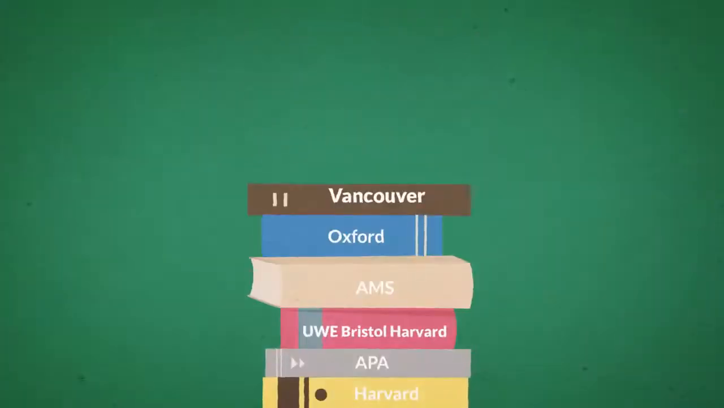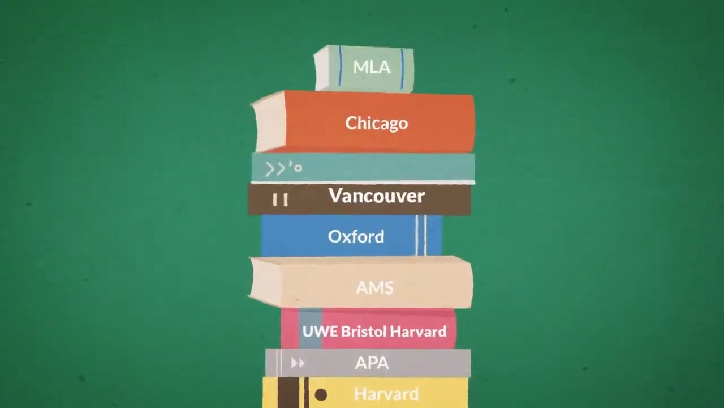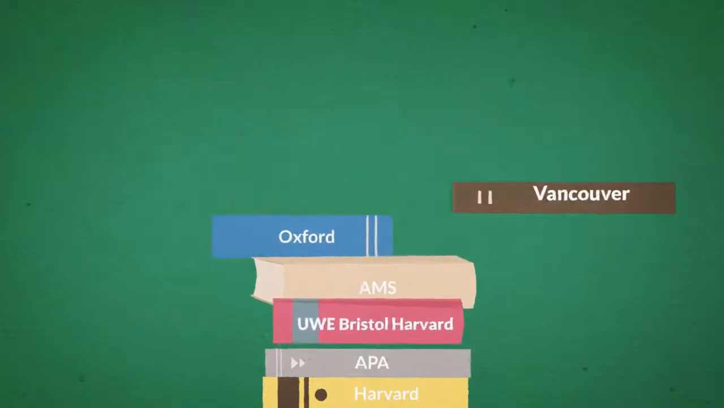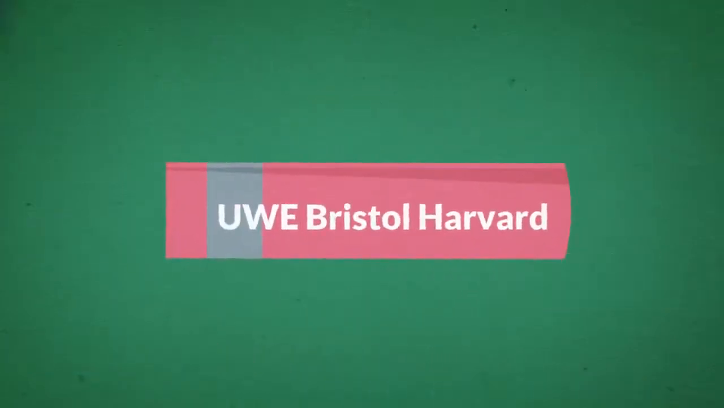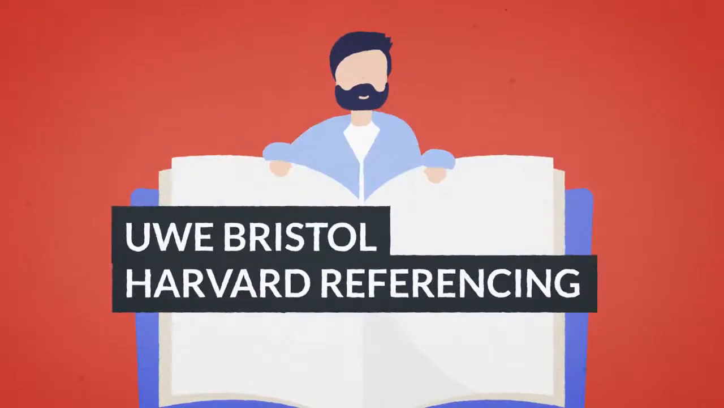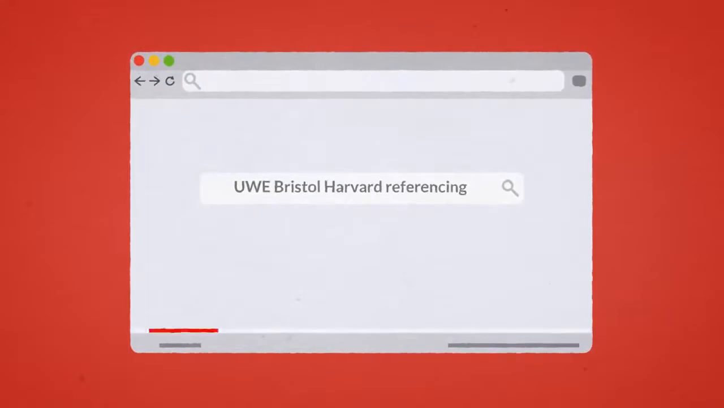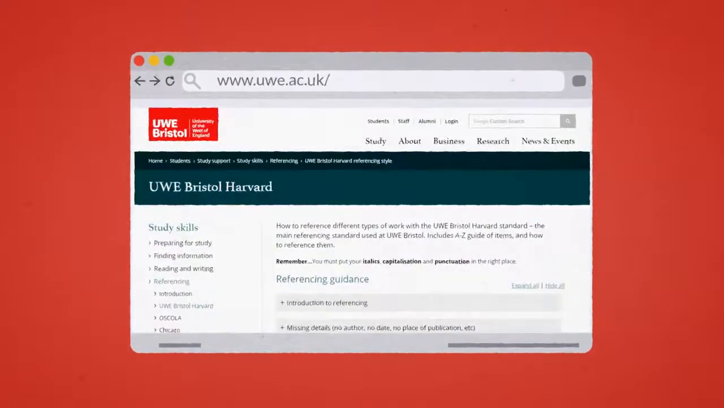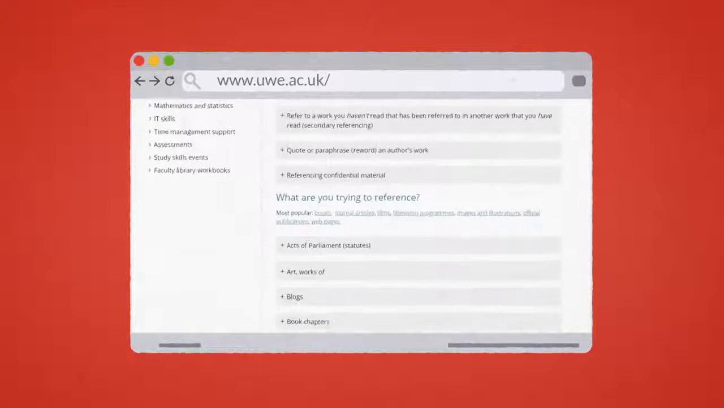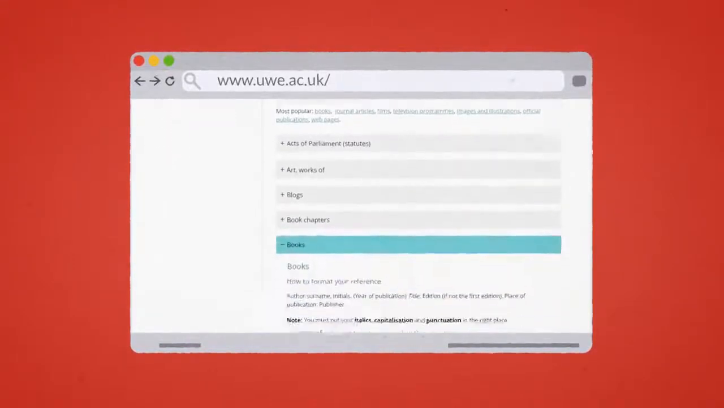There are many kinds of referencing, but as UWE students, you need to use UWE Bristol Harvard referencing. UWE Bristol Harvard referencing is the system of referencing that students on most UWE programs are expected to use in their academic work. The best source of information for referencing is the UWE Bristol Harvard referencing page on the UWE website. It's important that you use this page every time you're doing any work that needs referencing.